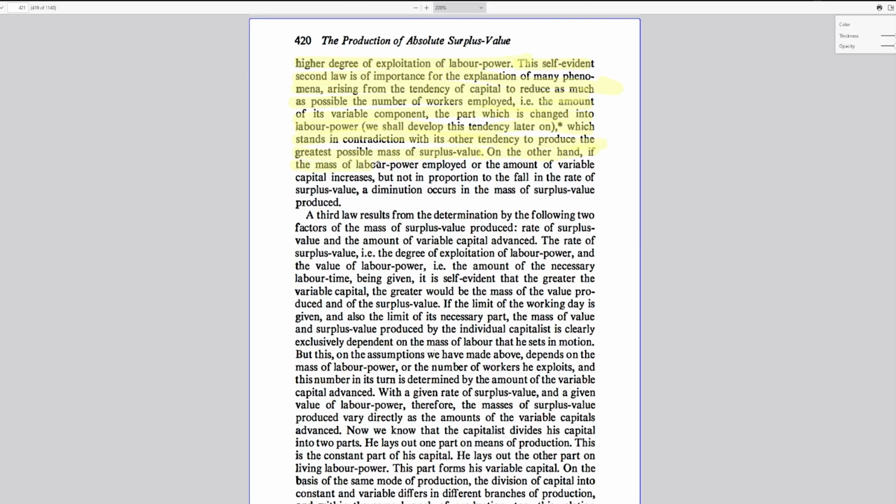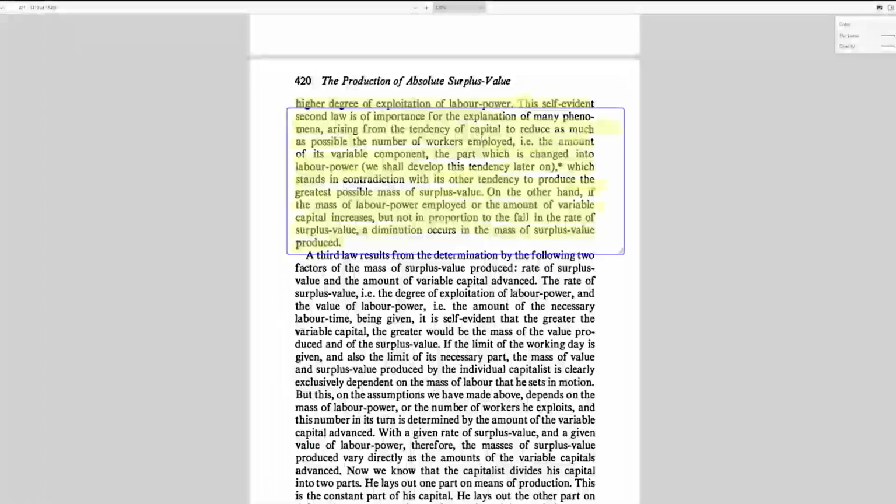On the other hand, if the mass of labor power employed or the amount of variable capital increases, but not in proportion to the fall in the rate of surplus value, a diminution occurs in the mass of surplus value produced. So he's basically laying out that capital ends up running into this law, where they're eventually forced to consider hiring more people, if they want to continue to increase their production capacity, pretty much.